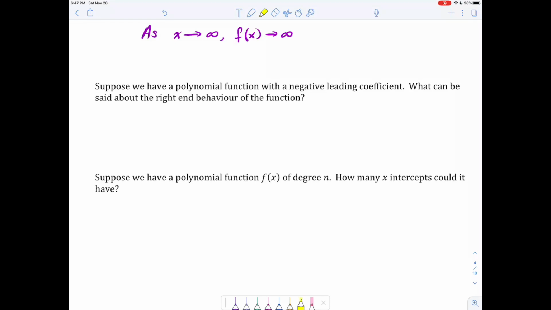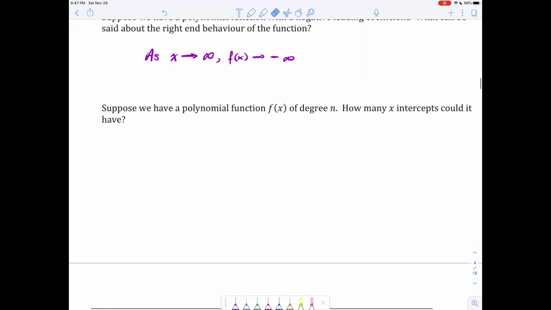Well, I'm going to reveal it. Where's my eraser at? So as x approaches infinity, f of x approaches negative infinity. When we have a negative leading coefficient, then the right side of this function is going to go into super negative land.